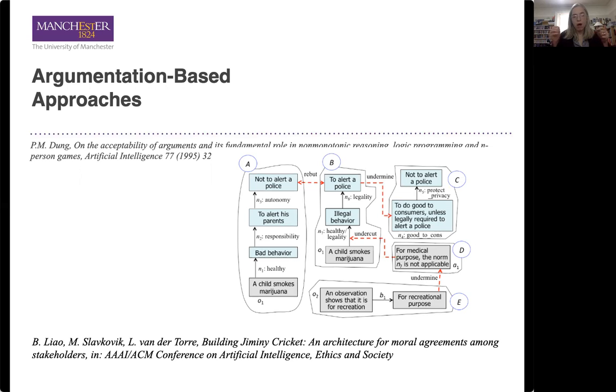So you get a graph with arrows between the various arguments, and then you can apply mathematical techniques to try and decide what you should do based on which arguments are supported and which arguments are defeated by other ones. I have an image here from a paper of Maria's where they are using argumentation to try and decide what a smart home system should do if it detects that someone in the house, particularly a minor, is smoking marijuana.